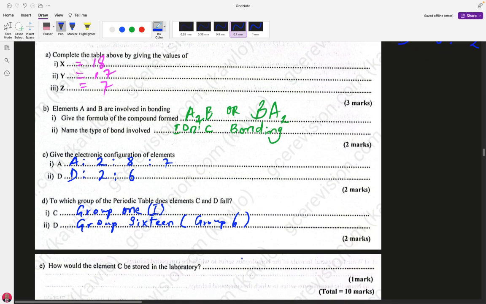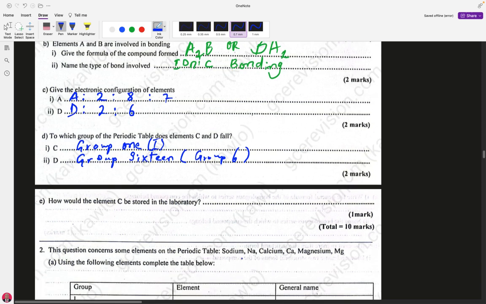Okay, let's get to E. How would the element C be stored in the laboratory? Remember, group 1 metals are highly reactive, and their reactivity increases down the group. They react with water violently, evolving hydrogen gas and releasing a lot of heat. It's very, very exothermic.